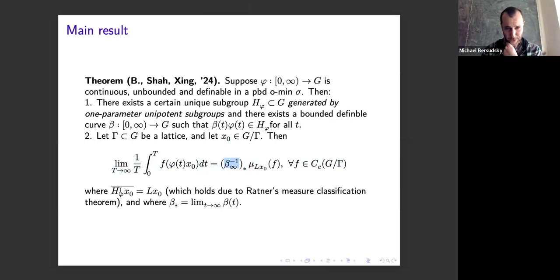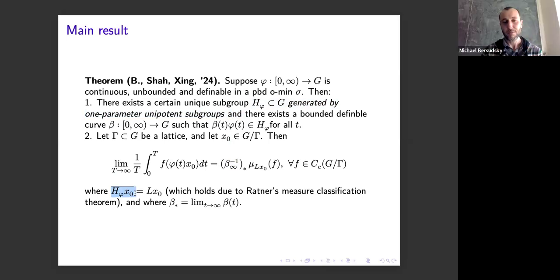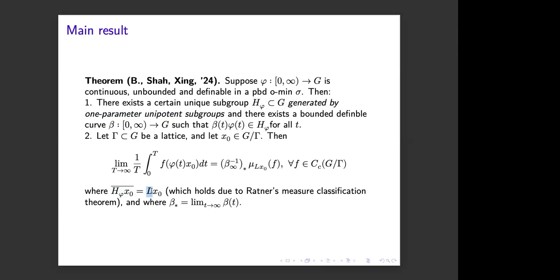I will now explain. So first thing, as I said, H phi is generated by one-parameter unipotent subgroups. And Ratner's measure classification theorem states that the closure of H phi passing through X naught is an orbit of another group, possibly larger, which has an invariant measure.